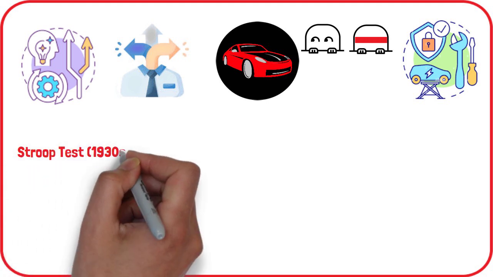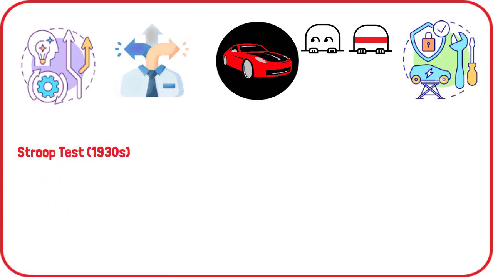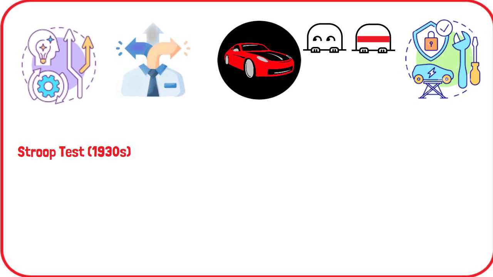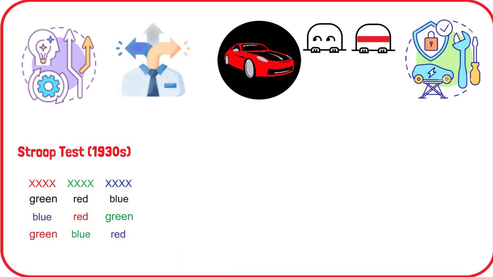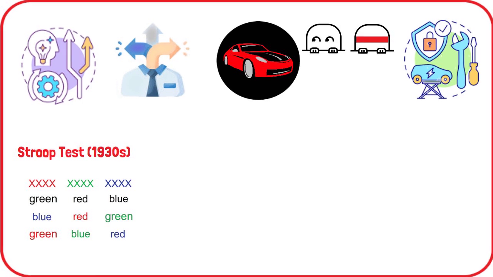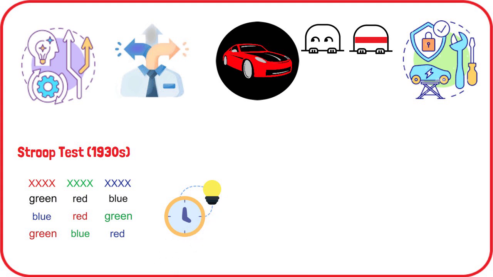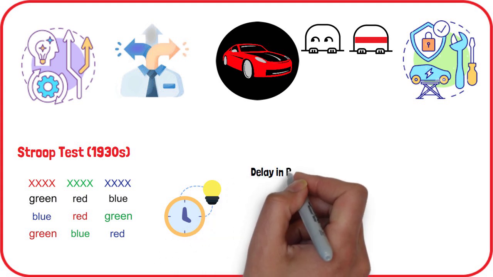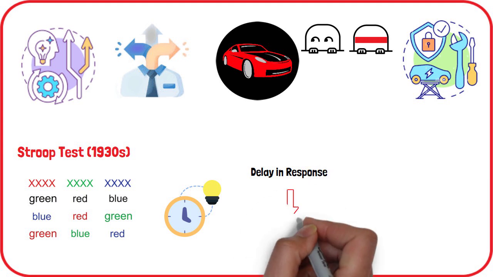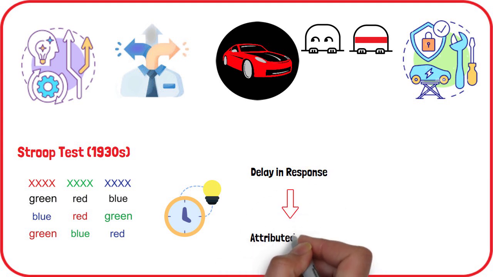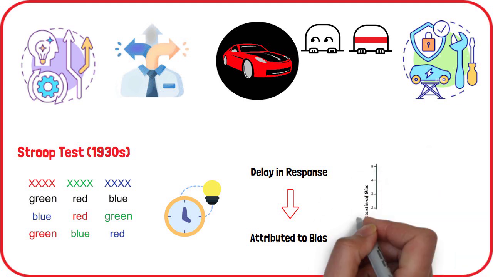Stroop Test, introduced in the 1930s, was one of the earliest tests developed to assess the levels of attentional bias. In this test, participants are asked to name the color of different words shown to them. The degree of effect of this bias is assessed based on the response time. If a person takes longer to name the color of the word, it is assumed that the person is getting affected by the content, and the delay is attributed to the bias.